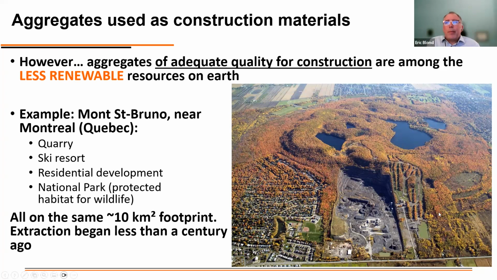So here, another example near my home, near Montreal, is a mountain about 20 kilometers from Montreal. And you can see here that a quarry has been developed about 50 to 60 years ago, if I'm correct. This quarry is taking material to build roads and so on. On the same mountain, on the same footprint, you have a ski resort. You have a residential area with a couple hundred houses. You have a natural park here with protected wildlife. And all that is on the same 10 square kilometers footprint.